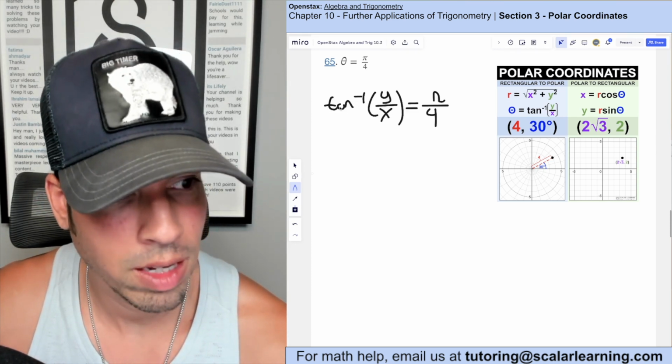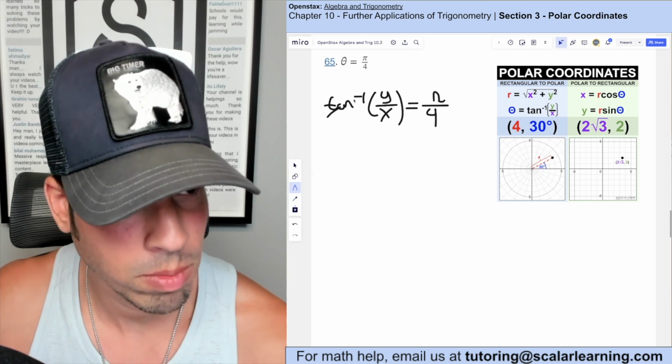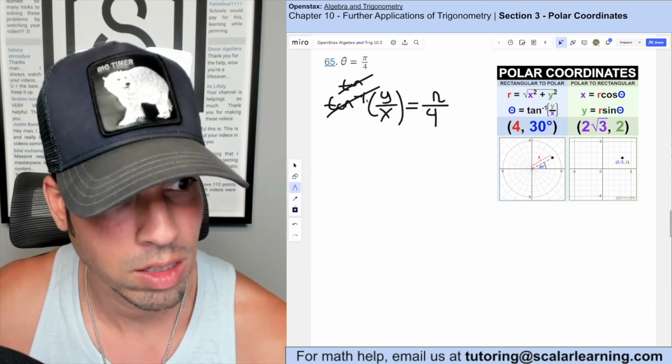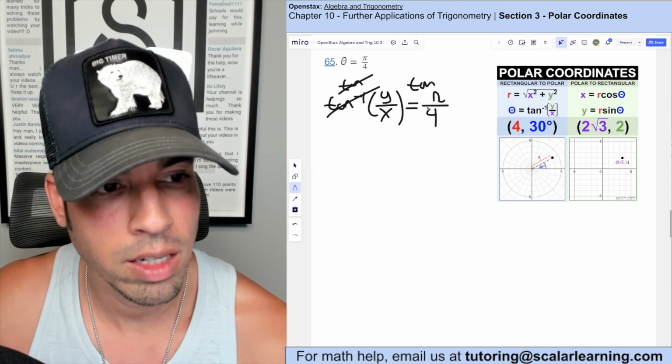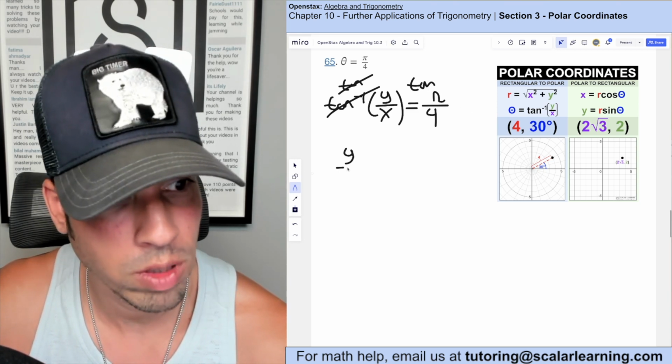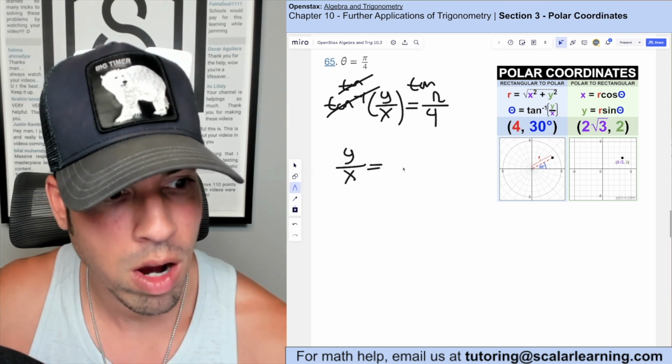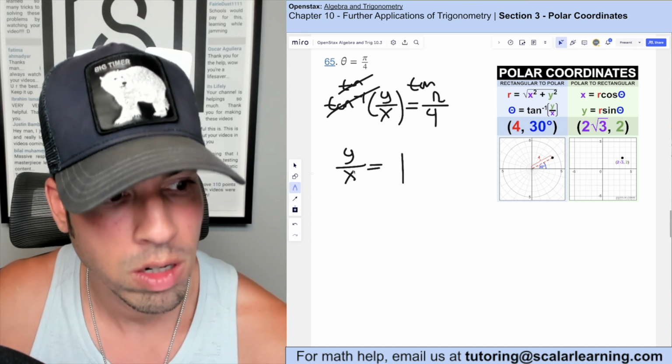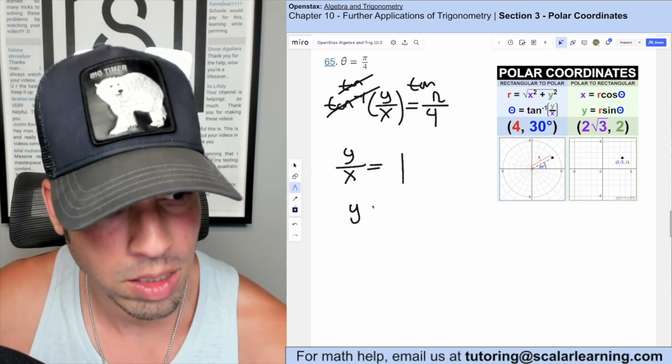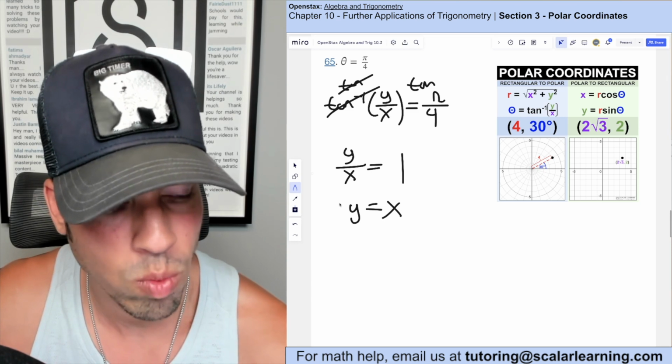So I want to do that by taking the opposite of arctangent of both sides. So I'm going to take tangent of both sides, right? That's going to cancel out with that. And then tangent of pi fourths, if you remember on the unit circle, that's equal to 1. So then I have y over x is equal to 1. And then I'll just multiply across by x just to make it simpler. And we got this nice line, y is equal to x.